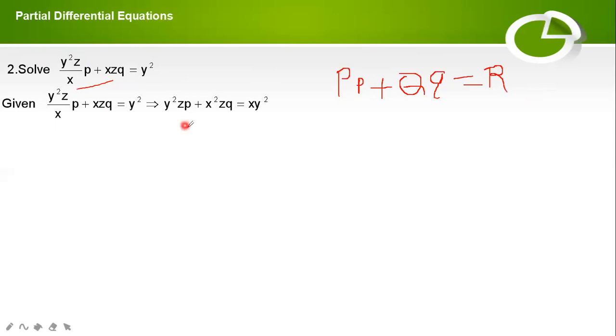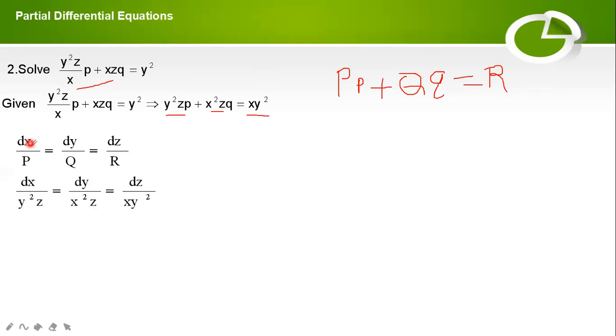So this is the subsidiary equation, dx by P equal to dy by Q equal to dz by R. Here the P value is y square z, the Q value is x square z, and the R value is x y square. Now consider any pair of equations. First I consider these two, dx by y square z equal to dy by x square z.